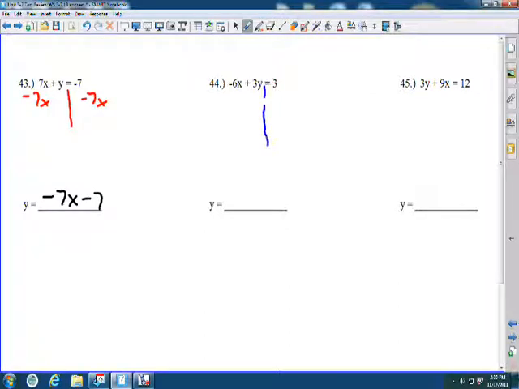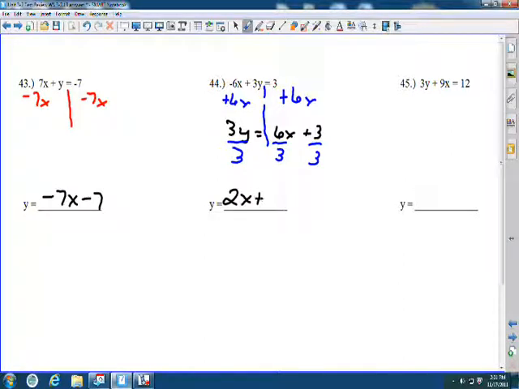Next one. Add 6x to each side. I get 3y equals 6x plus 3. I'm going to divide by 3. Y equals 2x plus 1.